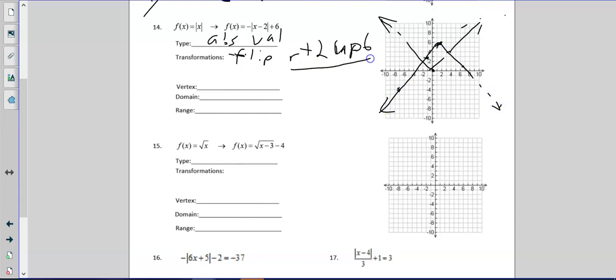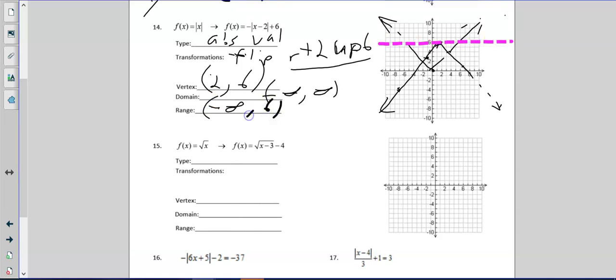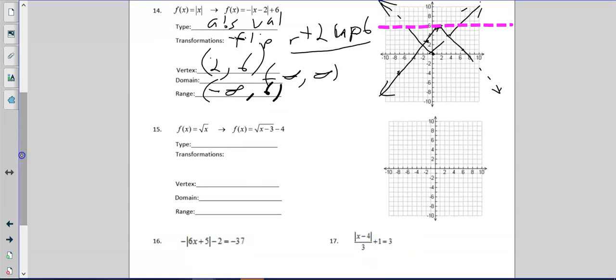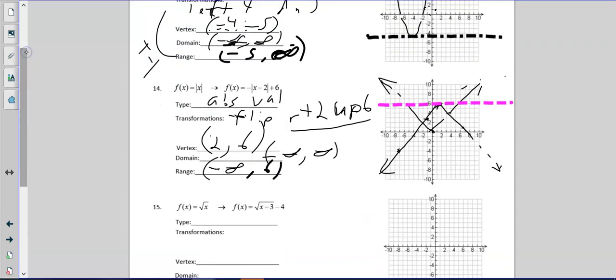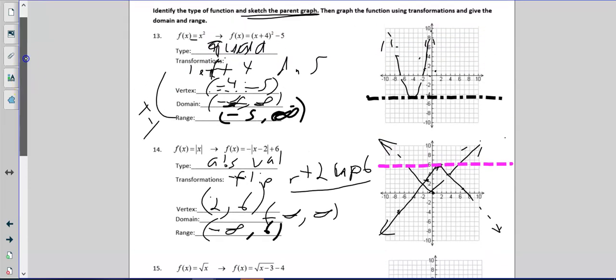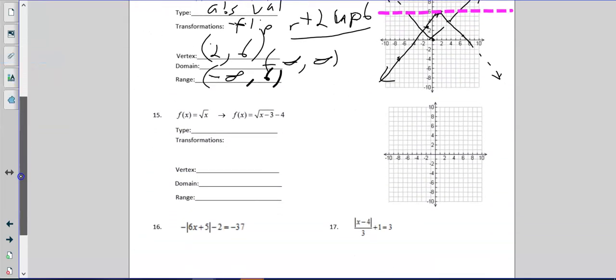So this again gives me a hint of where my vertex is. It went right 2, up 6. That's my new vertex from 0, 0. The domain, how far left and right, again, negative to positive infinity, is going to go on forever and ever, left and right. My range is going down towards negative infinity. And then my top part is at 6. Now, this one up here, I didn't put both of them because I just physically moved it, but you should have both graphed on there.